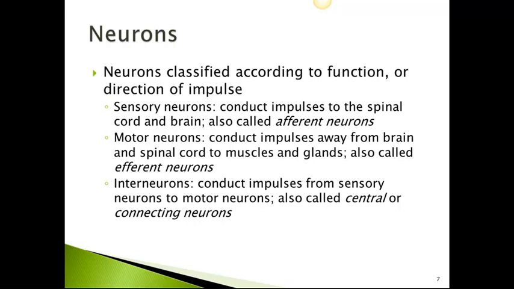Neurons are classified according to their function or direction of impulse. So a sensory neuron conducts impulses to the spinal cord and brain, also called afferent neurons. Motor neurons conduct impulses away from the brain and spinal cord to muscles and glands. They are called efferent neurons. These efferent neurons only conduct impulses to muscles and glandular epithelial tissues. Interneurons conduct impulses from sensory neurons to motor neurons and are called the central or connecting neurons.